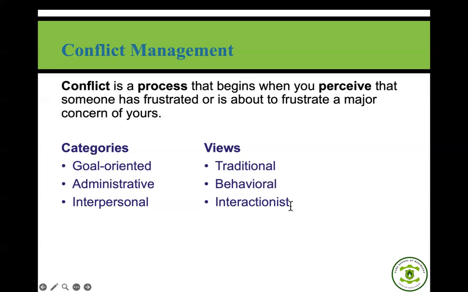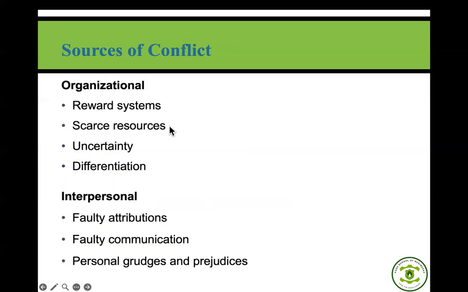Okay. Can someone give us an example of how conflicts can or has occurred in their organization using any of these examples, a practical example?